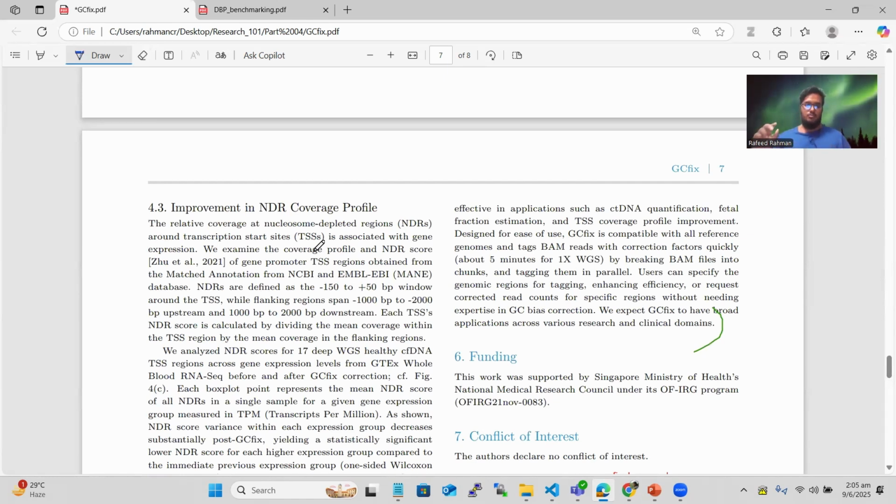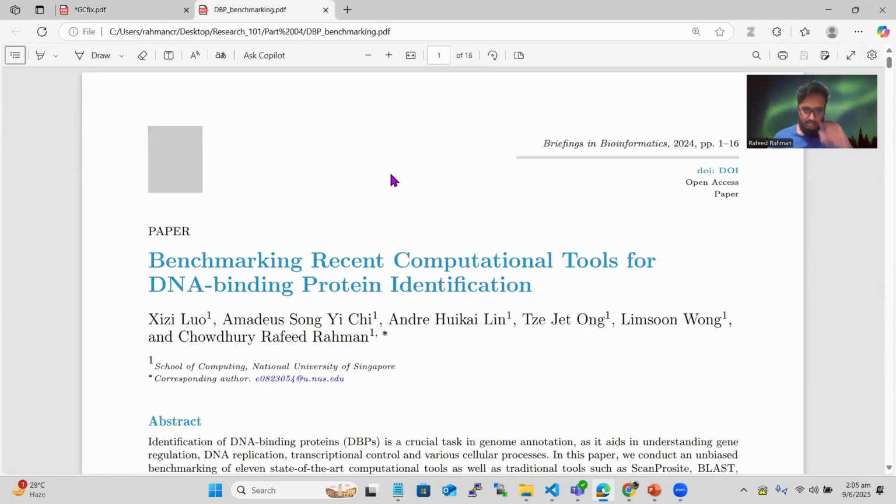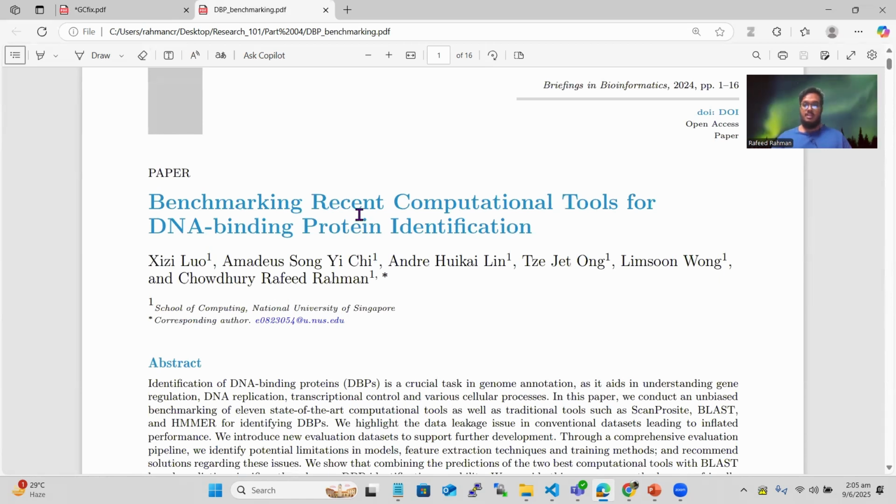So I'm going to show you another example of such a storyline. For example, this is a benchmarking paper. In this paper, I have benchmarked 11 different tools that are actually used for some kind of protein identification, basically an identification task. DNA binding protein, we can call it DBP in brief. So let's call it DBP for now. We have benchmarked 11 DBP identification tools.